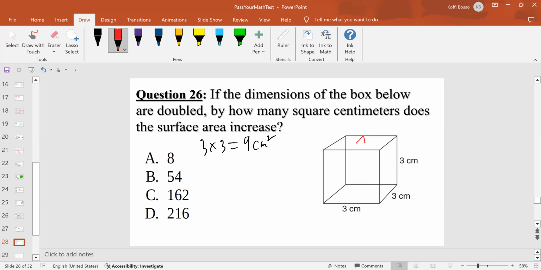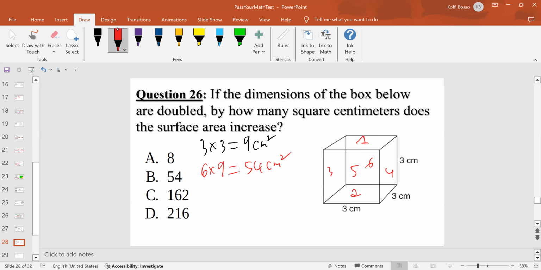We can label. On top you have surface 1, so 2 is the bottom. On the sides we have 3 here, 4 here. Front we have 5, and the back we have 6. Now let's see what's going to happen. You multiply this by 6 to get 54 square centimeters. So that 54 means the surface area for all 6 sides.